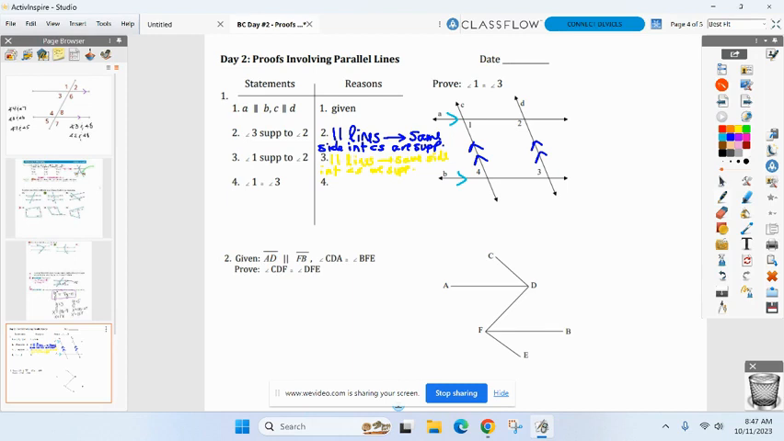Any group confident why they're congruent? Lexi, your group. 1 and 3 are congruent because 1 and 3 are supplementary to the same angle. And last unit we said if that happens, they are congruent. So yes, supplements of the same angle are congruent.